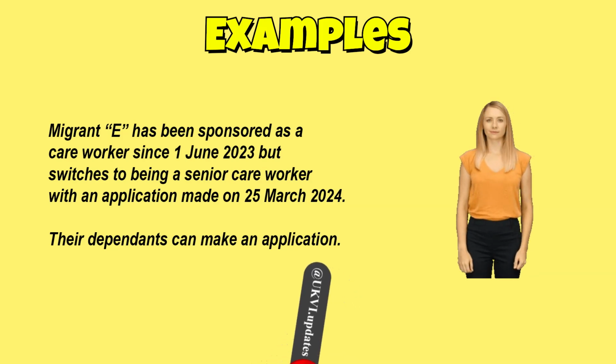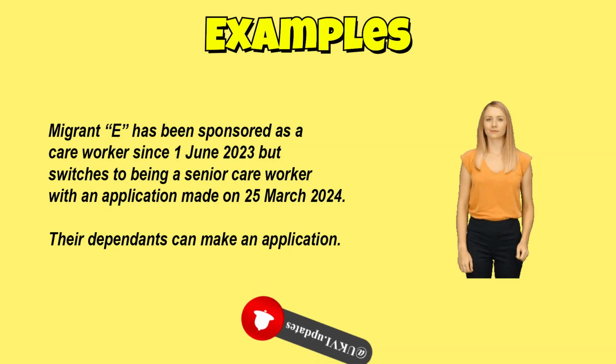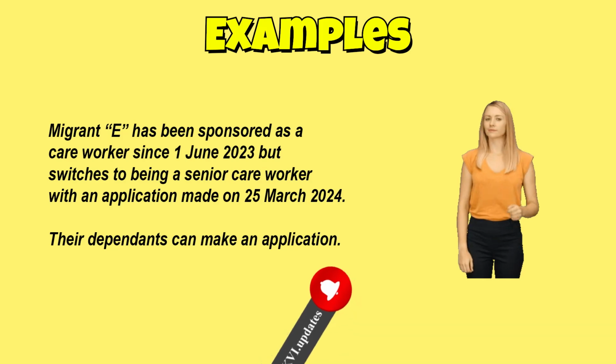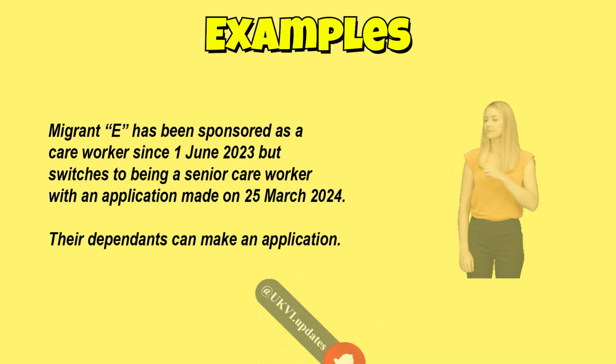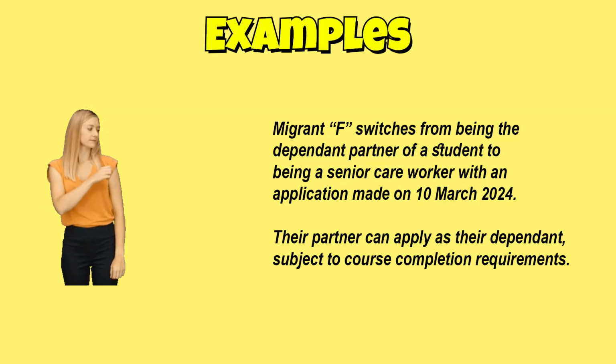Migrant E has been sponsored as a care worker since the 1st of June 2023, but switches to being a senior care worker with an application made on the 25th of March 2024. Their dependents can make an application. Migrant F switches from being the dependent partner of a student to being a senior care worker with an application made on the 10th of March 2024. Their partner can apply as their dependent, subject to course completion requirements.